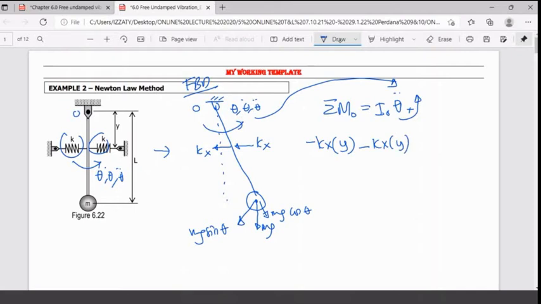Then you have minus mg sine theta. Of course, this mg sine theta is correct, but not drawn to scale, so you find that the line is not consistent. So you will have mg, of course, multiplied by L, because the length here is L sine theta, correct? This is equal to I_O theta double dot.